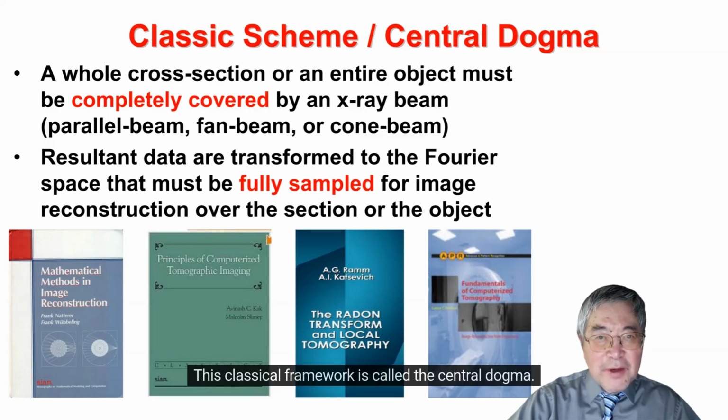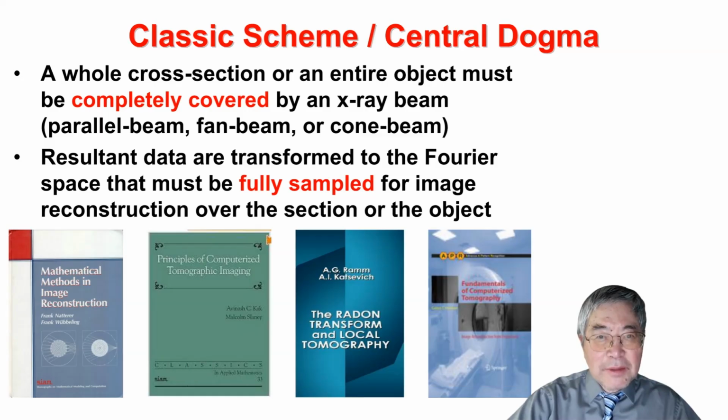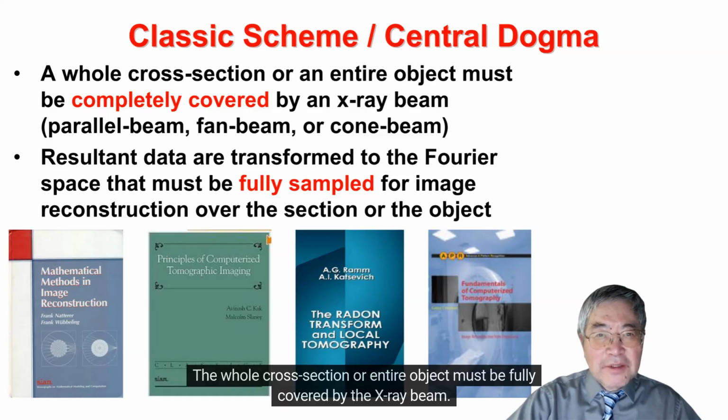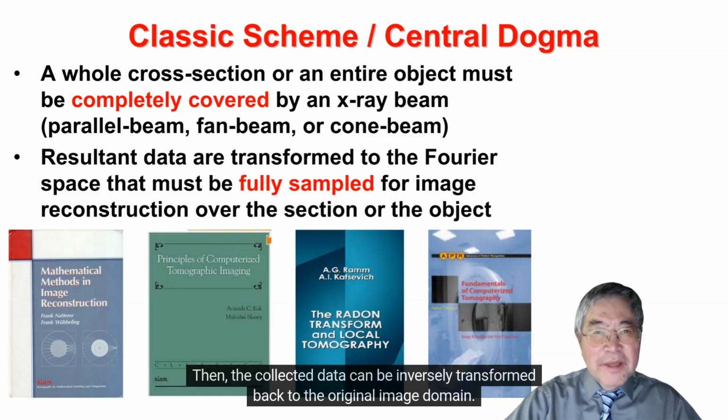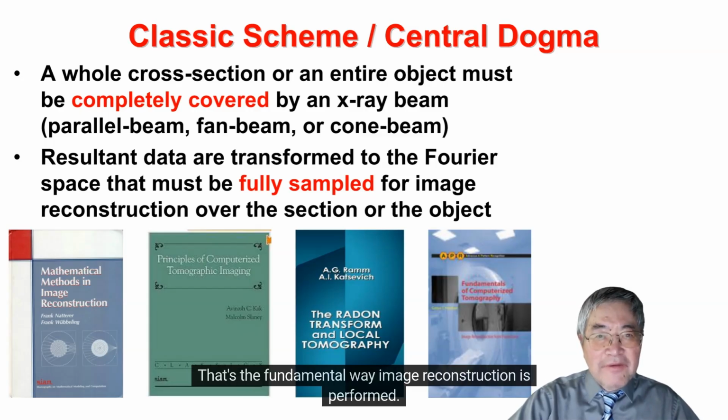This classical framework is called the central dogma. The whole cross-section or entire object must be fully covered by the X-ray beam. No matter the shape of the beam, you can always rebin the data into parallel beam geometry. Then the collected data can be inversely transformed back to the original image domain. That's the fundamental way image reconstruction is performed.